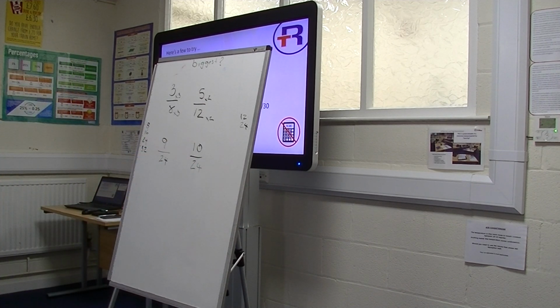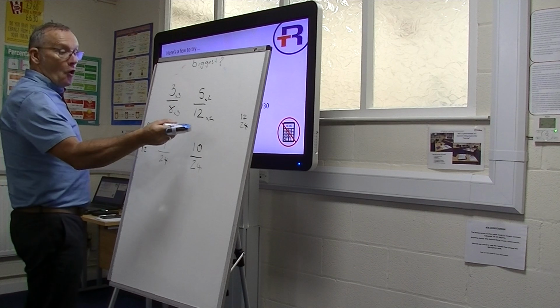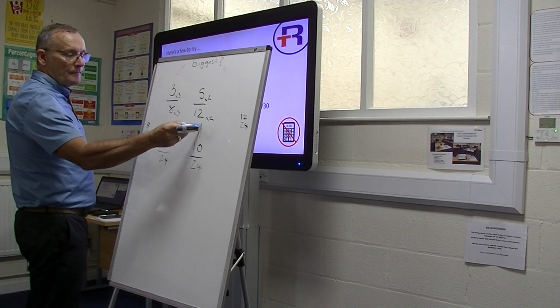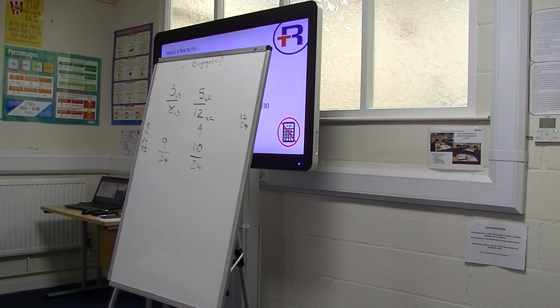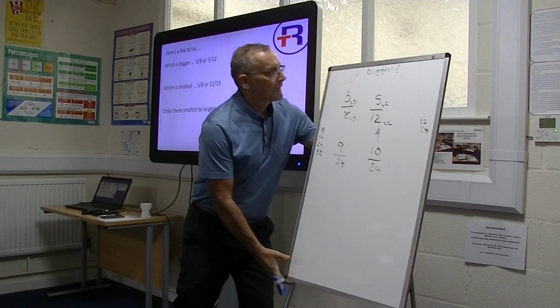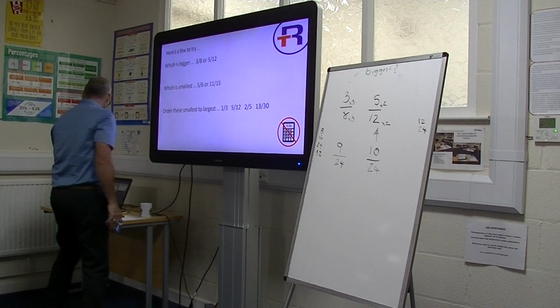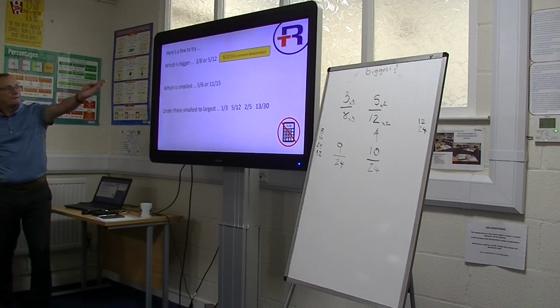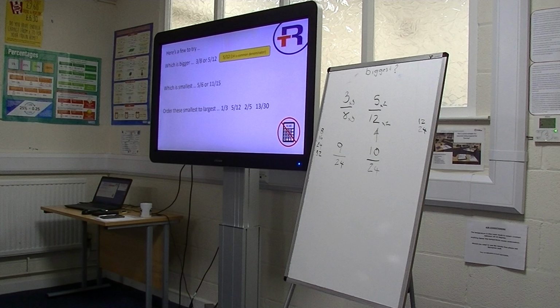Which is the biggest fraction? We always take it back to the original question. There it is, 5 over 12. Does that make sense? Let's see if we're right. Ta-da, 5 over 12, because 24 is the common denominator.